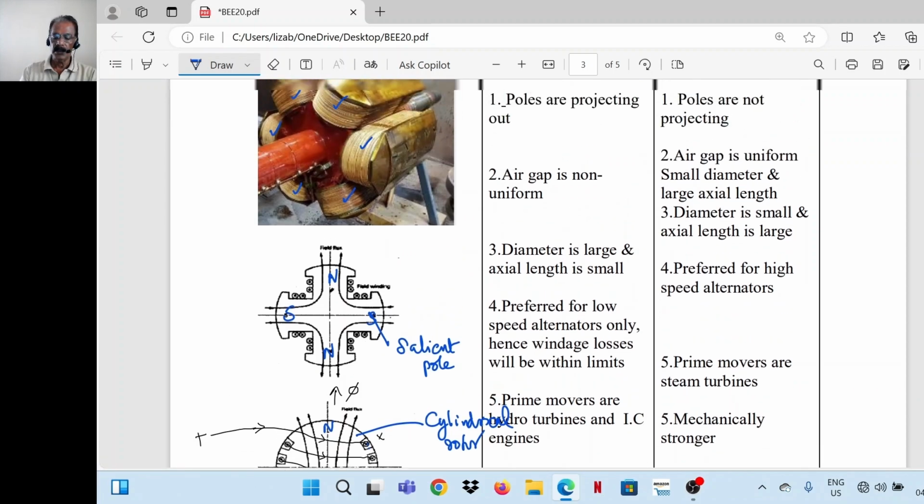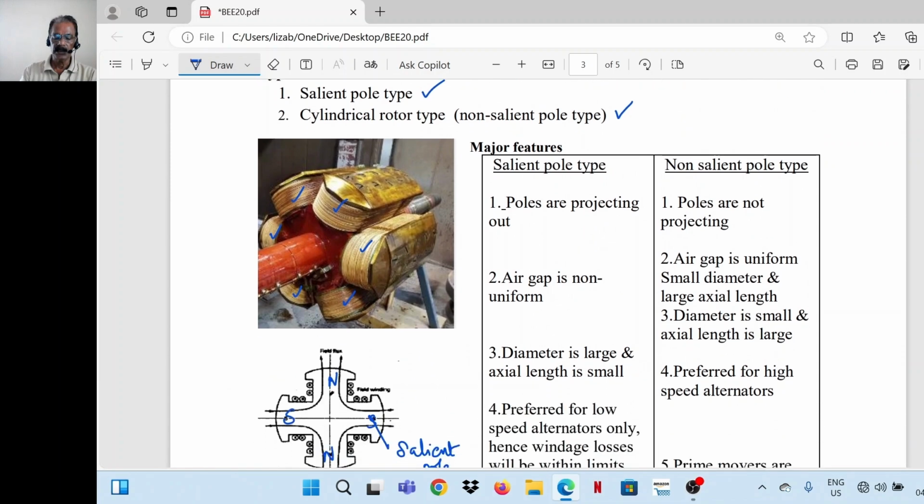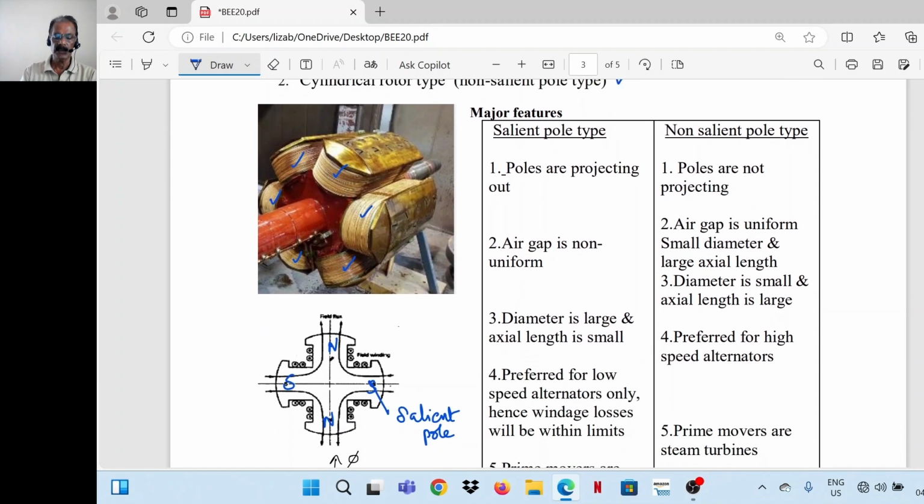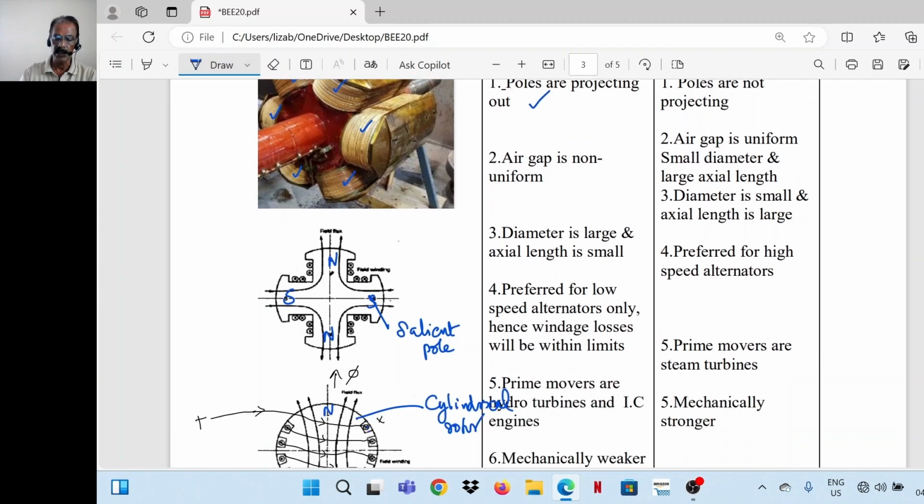So these are used on different occasions and they have their own features. Say salient pole type, the poles are projecting out. By seeing the rotor, we can make out whether it is a salient pole or cylindrical rotor. Poles are projecting out, that is the first difference. Here, poles are not projecting. The surface is smooth in this case.